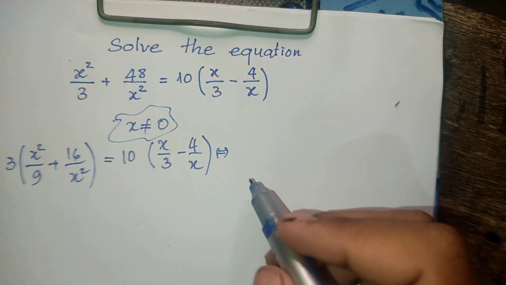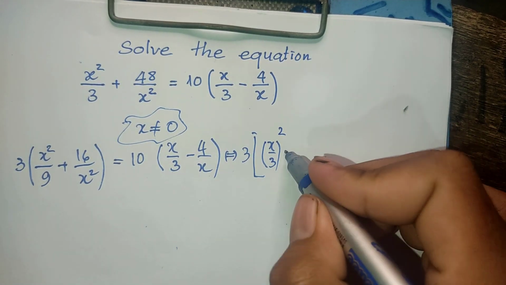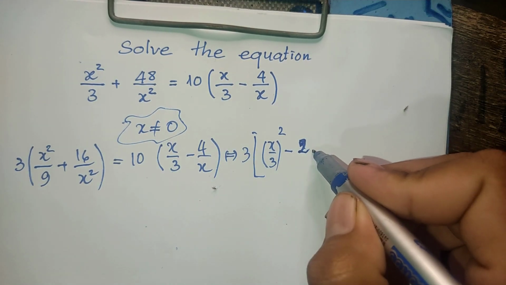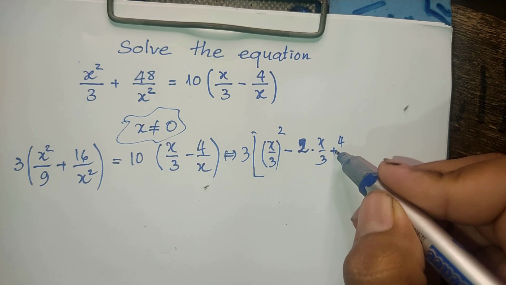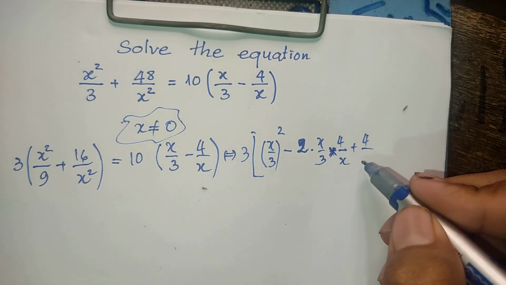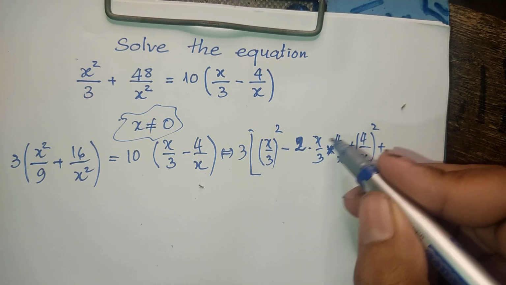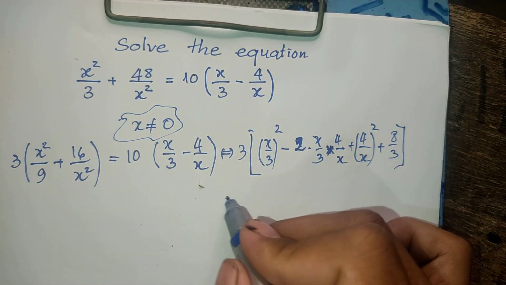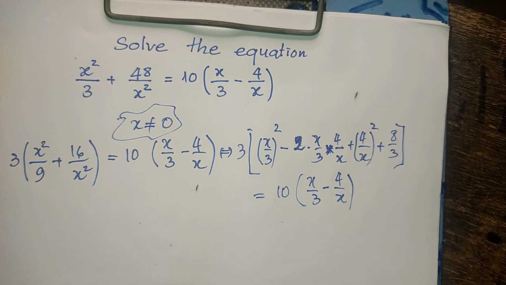I can write 3 times (x divided by 3 all squared, minus 2 times x divided by 3 times 4 divided by x, plus 4 divided by x all squared), plus, when we simplify, 8 divided by 3 plus 8 divided by 3, and this equals 10 times (x divided by 3 minus 4 divided by x).